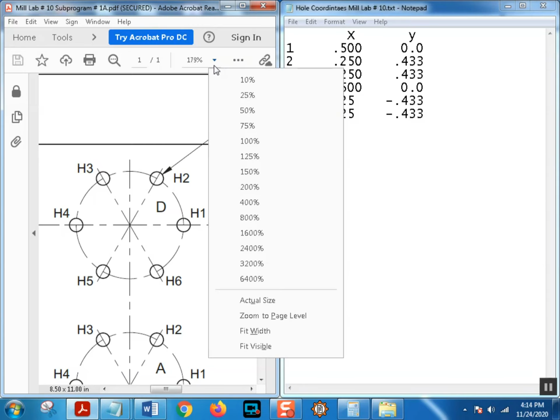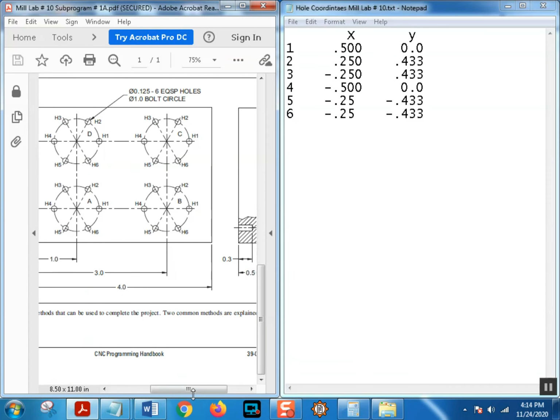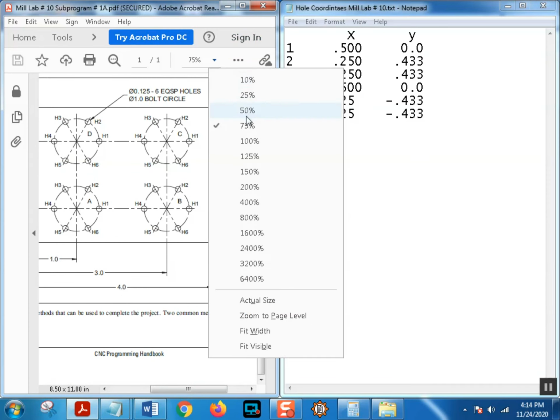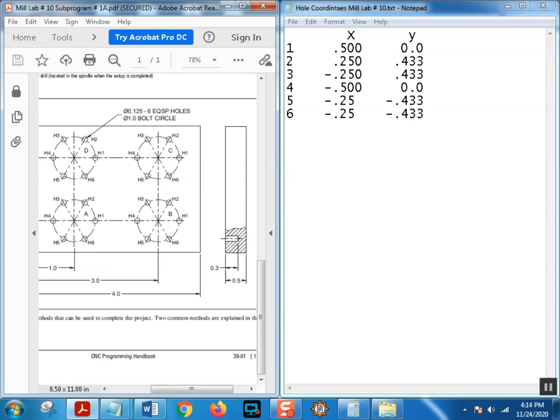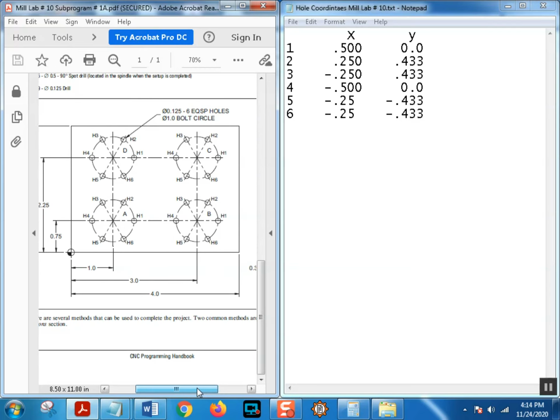Now let's take a look here. I want to go back to like 75%. I think that's where I was. Now it looks like I might have been at 70. It's easy to go in. It's not so easy to come back out. Yeah. Okay, so 6 equally spaced holes in a 1-inch diameter bullet hole circle.